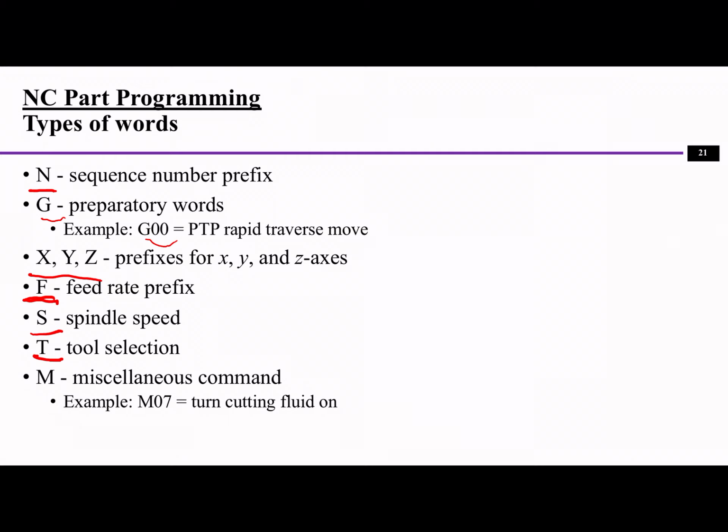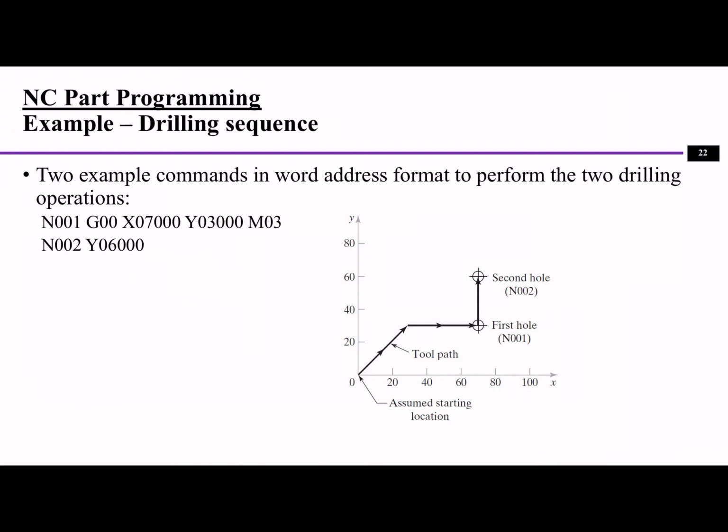And M is a miscellaneous command. Different M codes can mean different things. For example, M03 or M02 or M30 might be in the program to stop the machine. And M07, that is to turn on the cutting fluid. Those kinds of things. Now let's look at one example of how this code actually works.